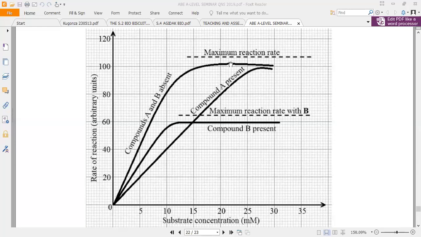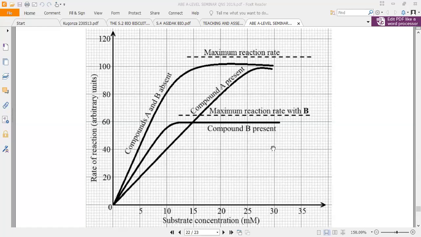So yes, substances A and B are inhibitors. And someone was supposed to tell us that A is a competitive inhibitor and B is a non-competitive inhibitor, though we shall eventually find out why we are saying that A is competitive and B is a non-competitive inhibitor.